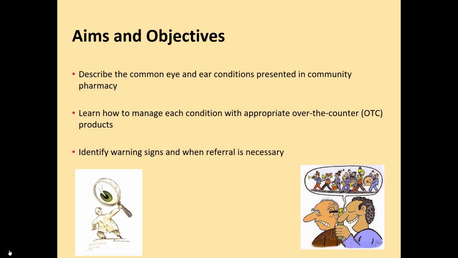The aims and objectives of this lecture are to look at common eye and ear conditions presenting in community pharmacy, learn how to manage each condition with appropriate over-the-counter products, also giving lifestyle and non-pharmacological advice, and how to identify warning signs that make it necessary to refer a patient to another healthcare provider.